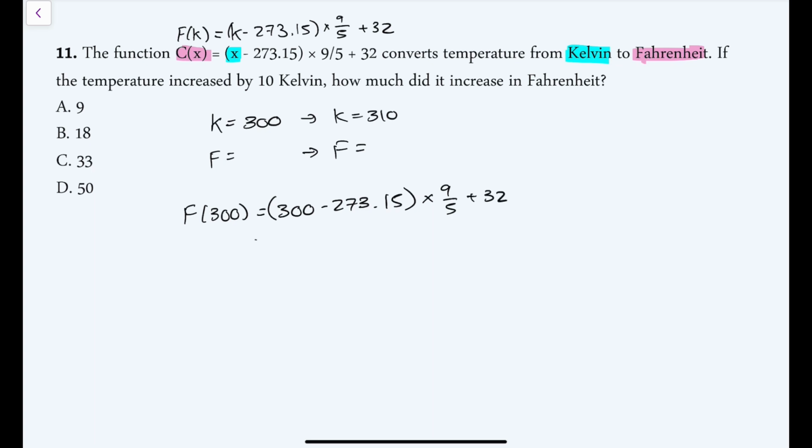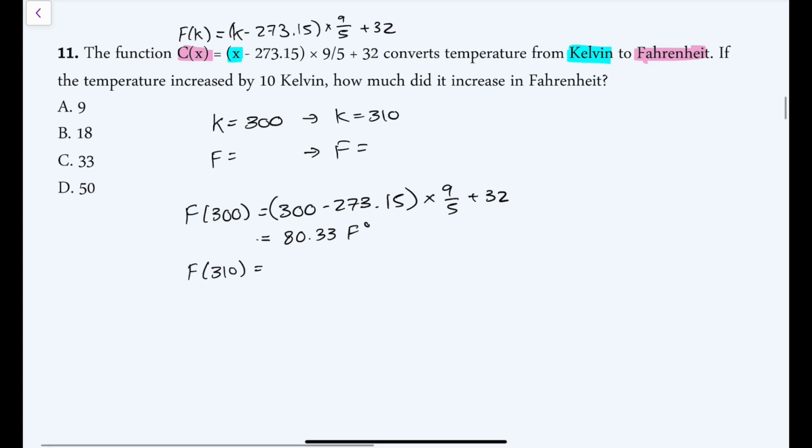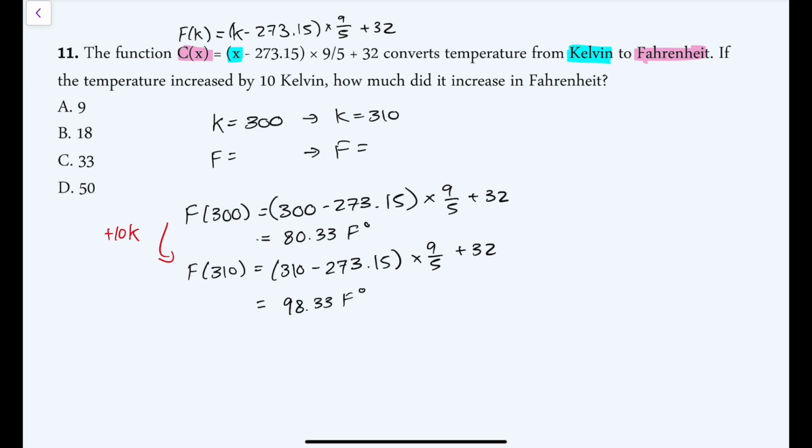When you compute this, you should end up with 80.33 Fahrenheit. F at 310, right, now the 10-degree increase. So we're doing this to show what happens when we add 10 degrees in Kelvin. What happens in Fahrenheit? It's 310, so 310 plugged in minus 273.15 times 9/5 plus 32. When you compute this, you should end up with 98.33 Fahrenheit.